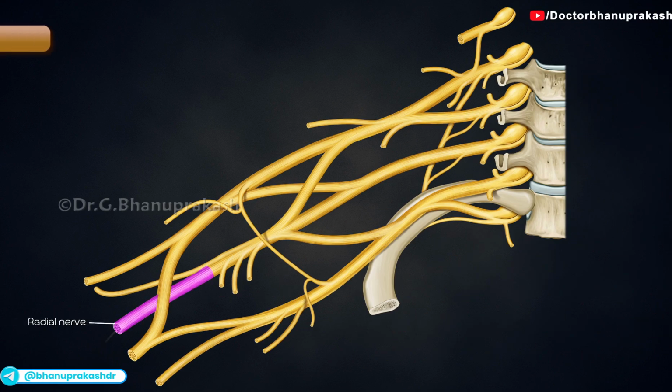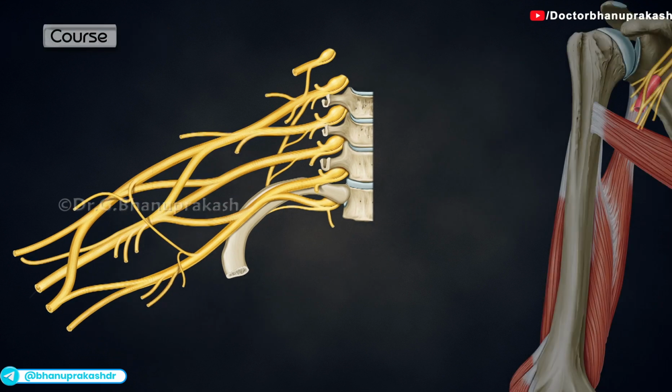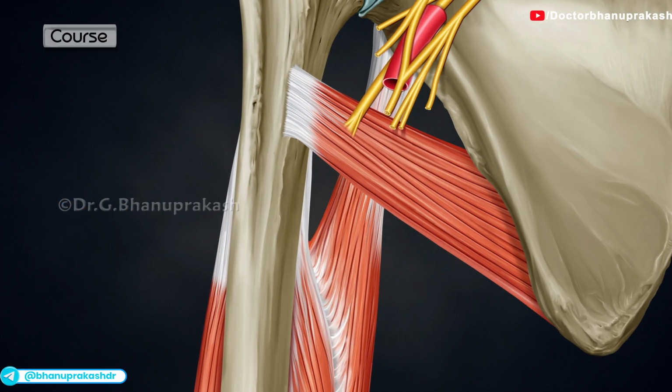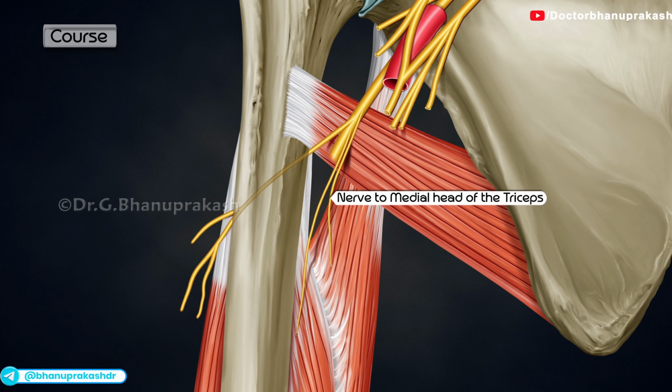Radial nerve. The radial nerve is the largest branch of the brachial plexus and derives fibers from C5 to T1. Coming to its course. The radial nerve arises in the axilla as a terminal branch of the posterior cord of the brachial plexus. In the axilla, it gives off three branches: the posterior cutaneous nerve of the arm, nerve to the long head of the triceps, and nerve to the medial head of the triceps.